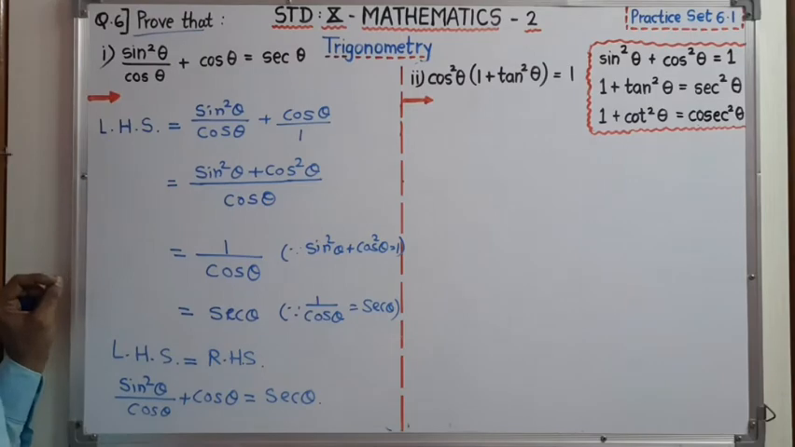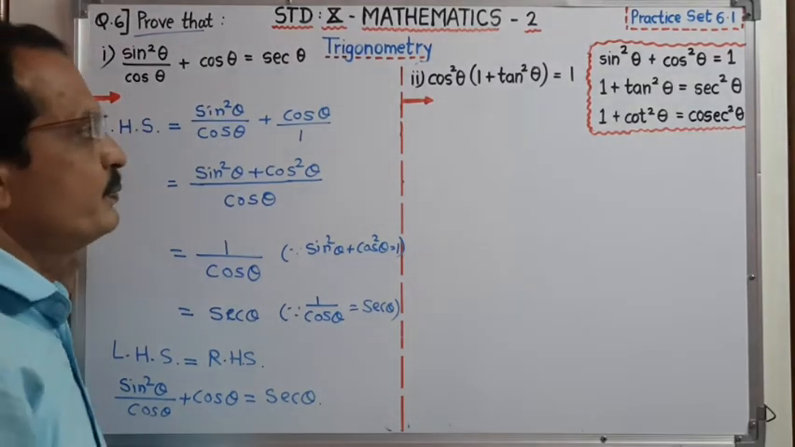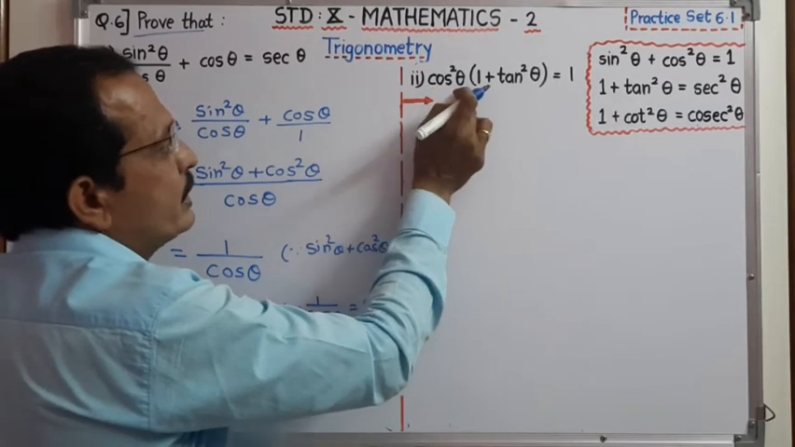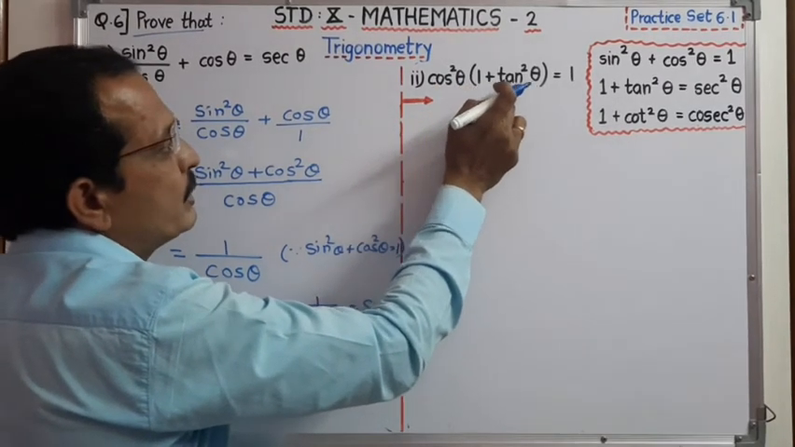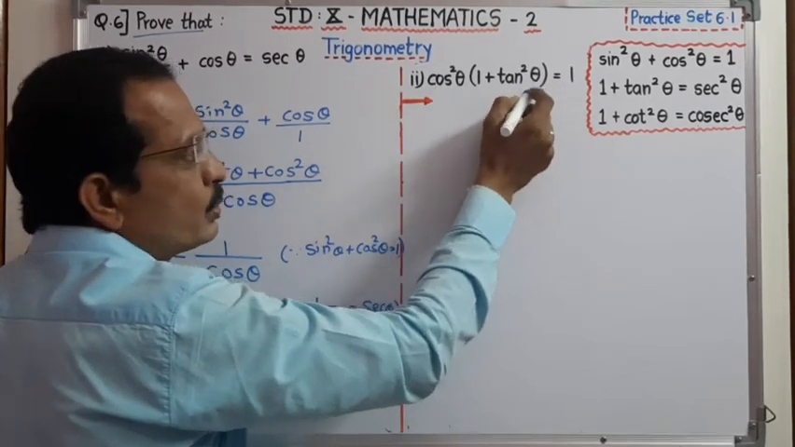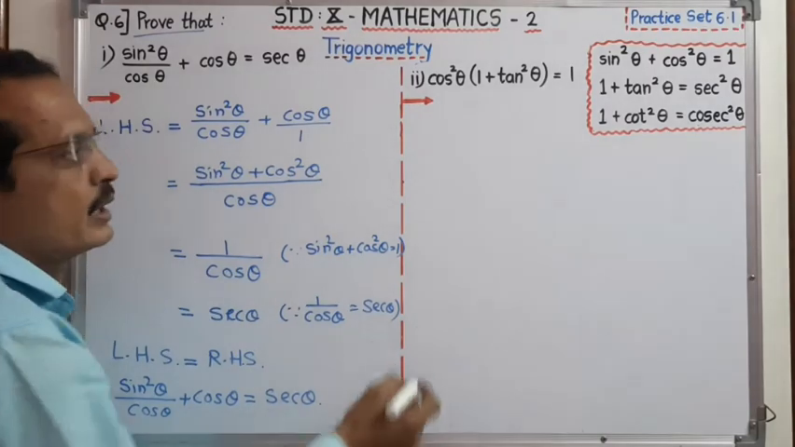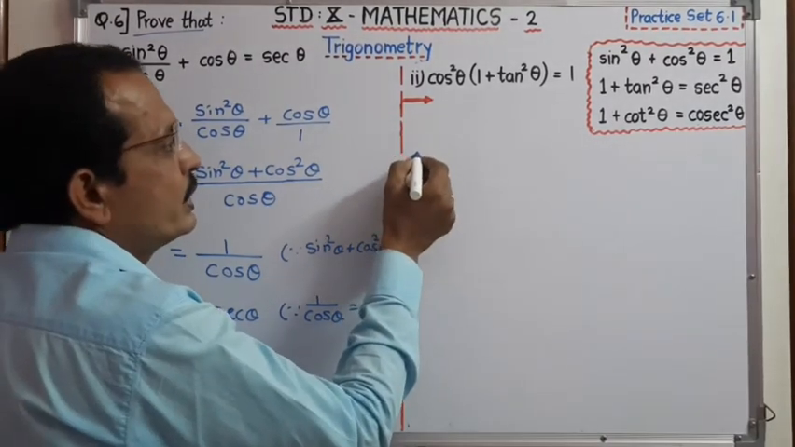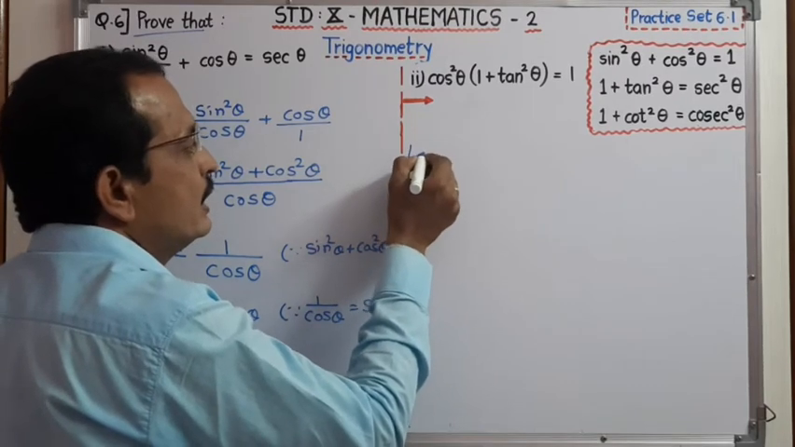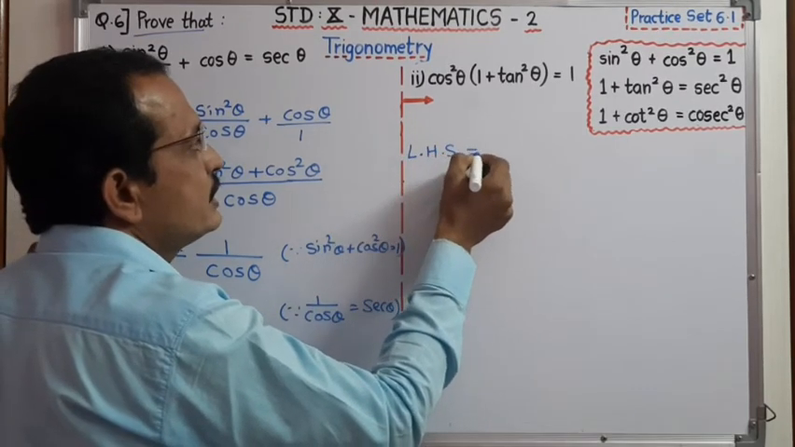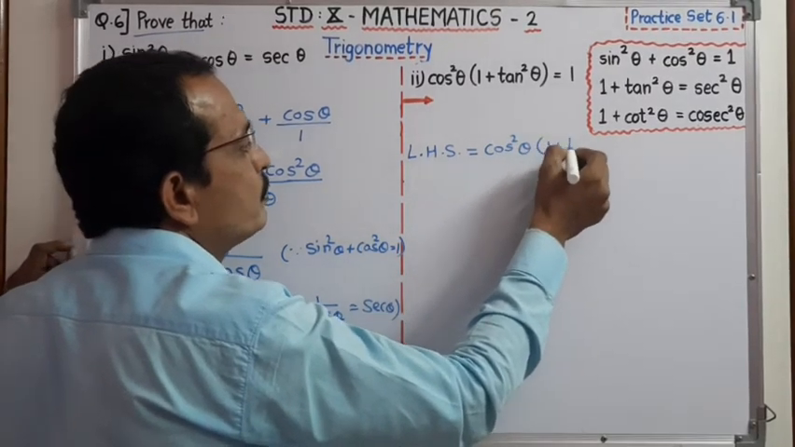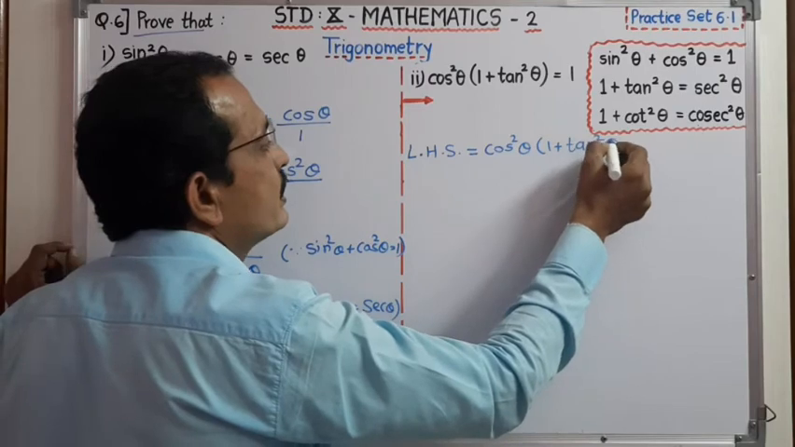Got it? Now dear students, see the second one. It is also very simple. What is given? Cos square theta into 1 plus tan square theta is equal to 1. This left hand side we have to solve and prove it equals the right hand side. Therefore, we first write the left hand side. LHS is equal to cos square theta into 1 plus tan square theta.